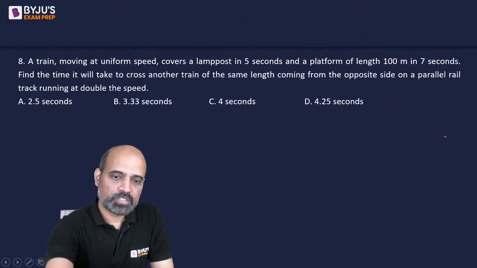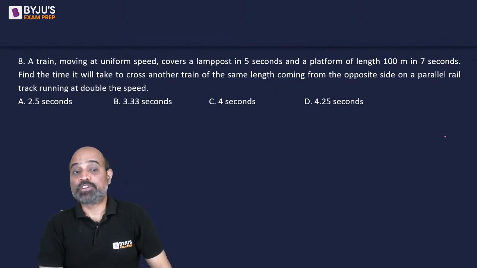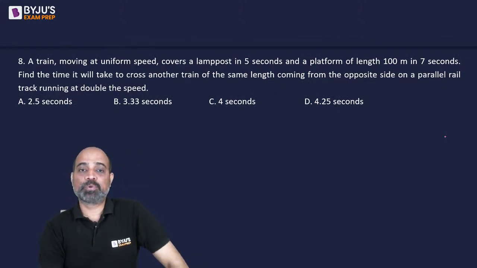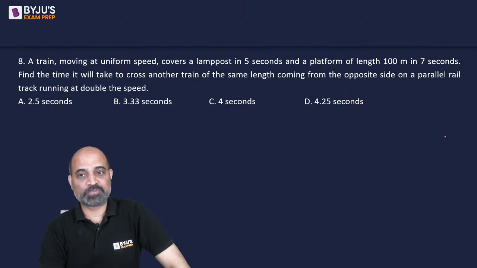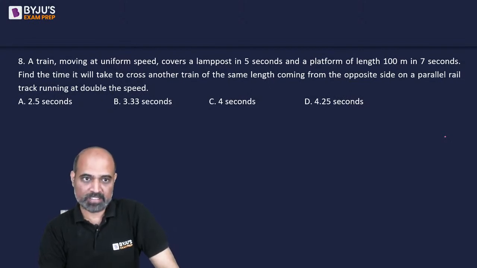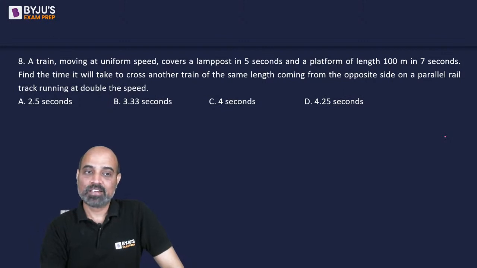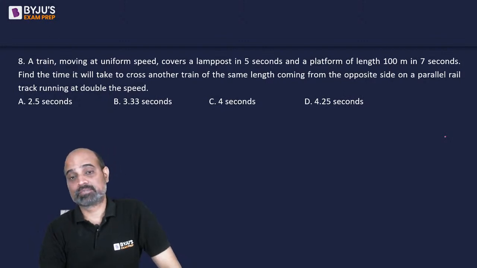Okay, next question. A train moving at uniform speed covers a lamp post in 5 seconds and a platform of length 100 meters in 7 seconds. Find the time it will take to cross another train of the same length coming from the opposite side on a parallel train track, running at double this speed.